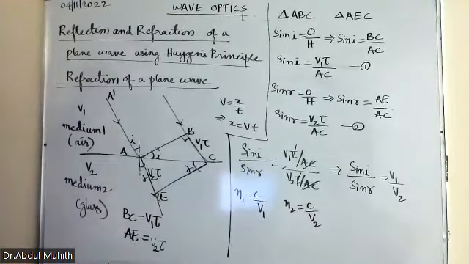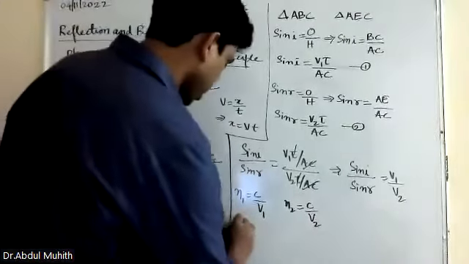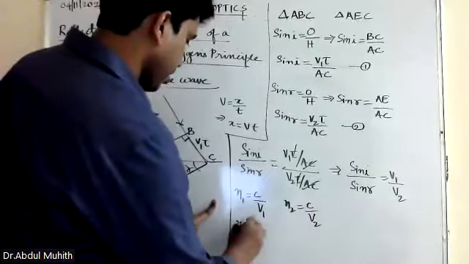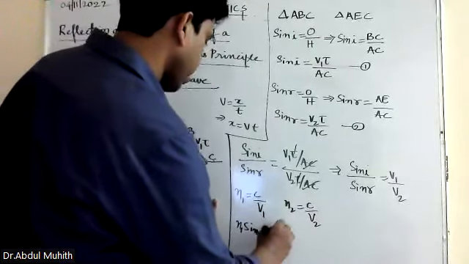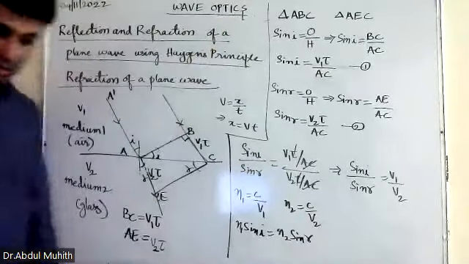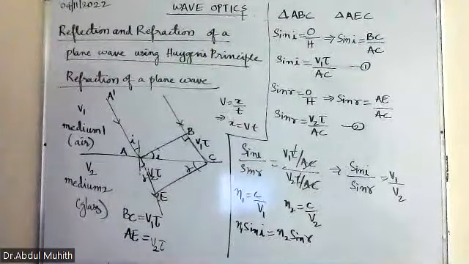N1 is equal to C by V1. N2 is equal to C by V2. And here we have N1 sin I equal to N2 sin R. This is again the refractive index formula. N1 sin I is equal to N2 sin R.